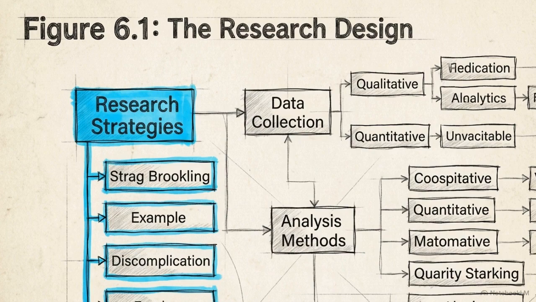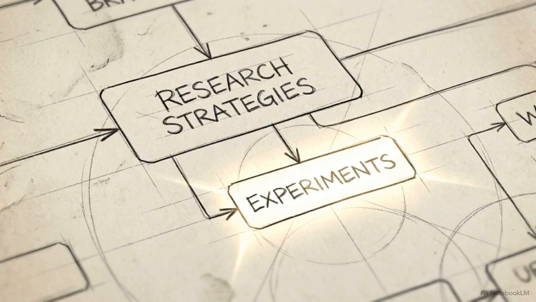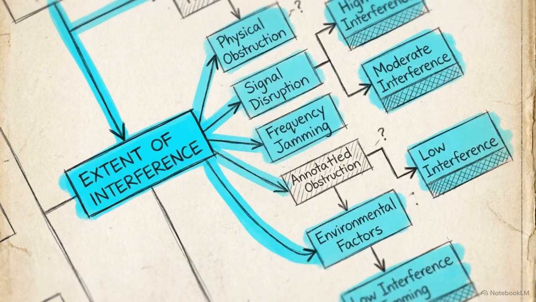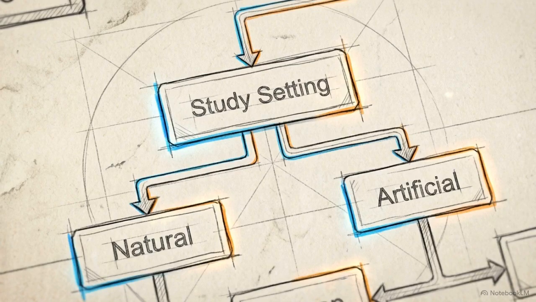The first critical dimension is the research strategy. Based on the objective, an investigator must choose an operational plan. Options range from highly controlled experiments and broad survey research to deeply focused case studies. The second and third dimensions dictate the environment. The researcher must determine the extent of interference, how much they will manipulate the variables, and the study setting, deciding whether the investigation occurs in a natural workspace or an artificial environment.